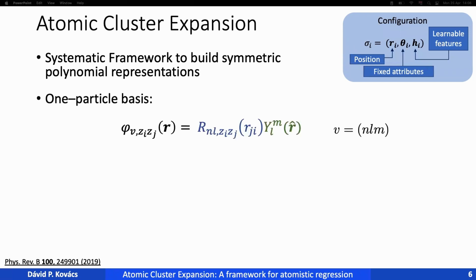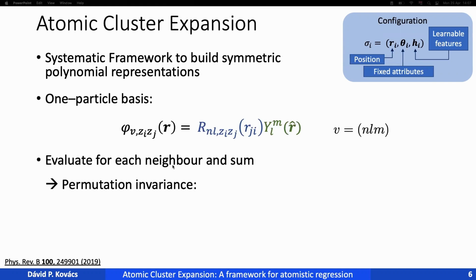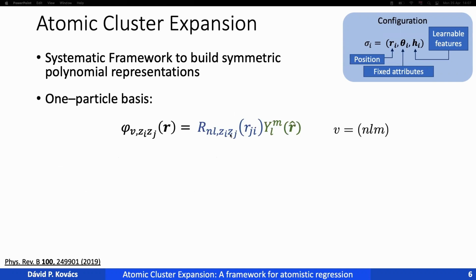So the most crucial ingredient is something that is called the one particle basis. If I have an atom, then this one particle basis will be a function of one of my neighbors. That's why it's called the one particle basis. And it has two parts. It has a radial part, which is this R_nl, which acts on the distance, and it has a Y_lm, which is a spherical harmonic, like the atomic orbitals, and this will describe the angular dependence. So where is my neighbor in angular space compared to me?